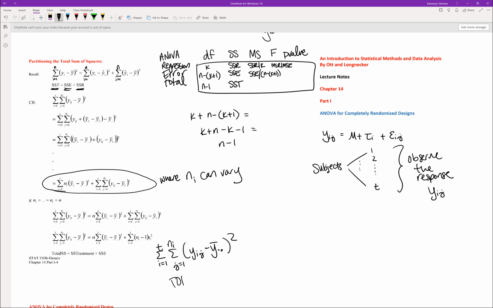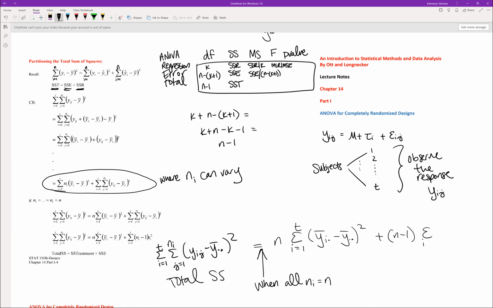Okay, so that looks like a total sum of squares, right? Because we have our observation minus the overall mean, and we're squaring it. That's a total sum of squares. We can partition it into two pieces. When all ni's equal n, then that equals n times the summation i equals 1 to t of your y bar i dot minus your y bar dot dot squared, plus n minus 1 times the summation i equals 1 to t of our si squareds. Okay, this piece here is our sum of squares due to treatment. And this piece right here, that's our sum of squares due to error.